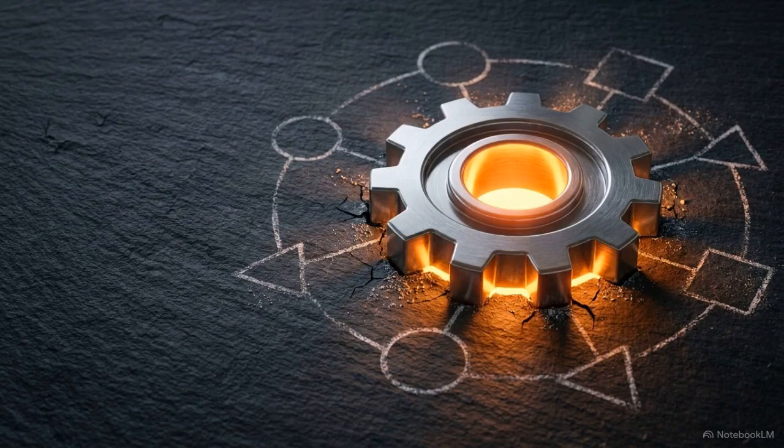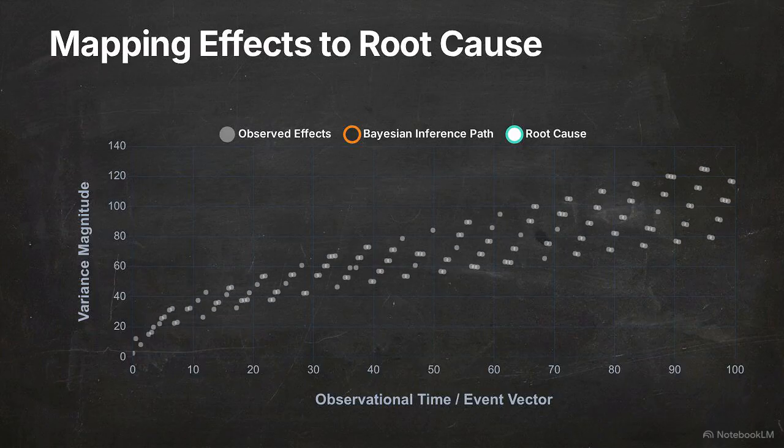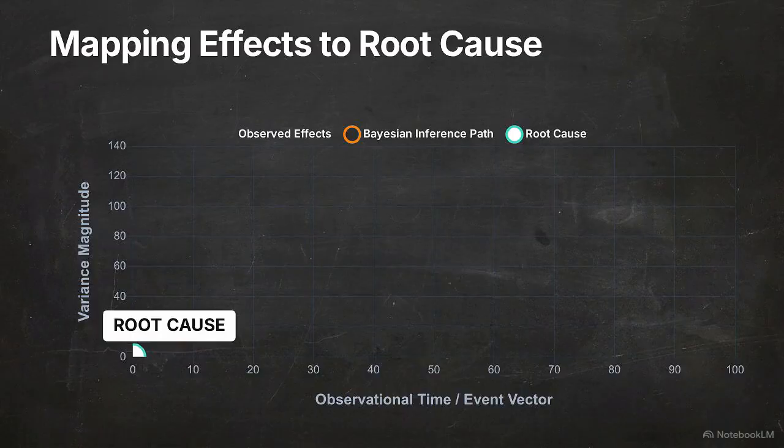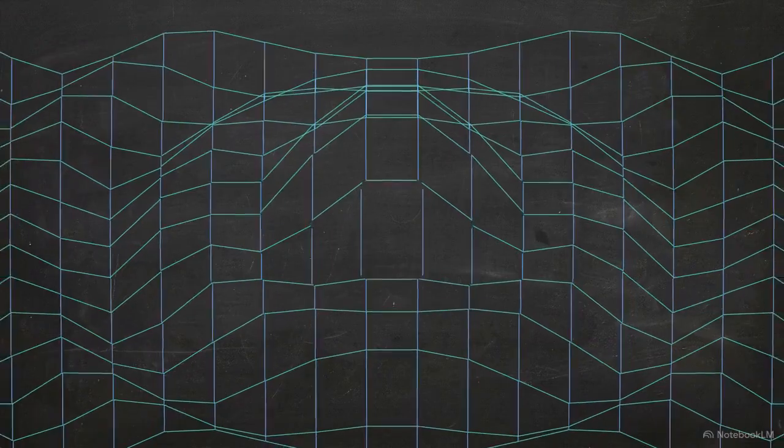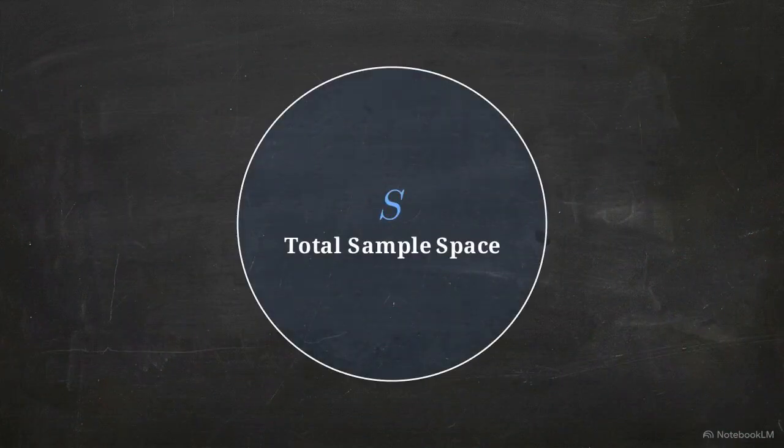That framework is Bayes' theorem. It functions as a universal engine for reverse probability. Bayes' theorem provides the mathematical mechanism that allows modern technology to statistically map observed effects back to their root causes. To see how this engine works, we have to move from the physical world into abstract mathematical space, beginning with a total sample space that contains all possible events.